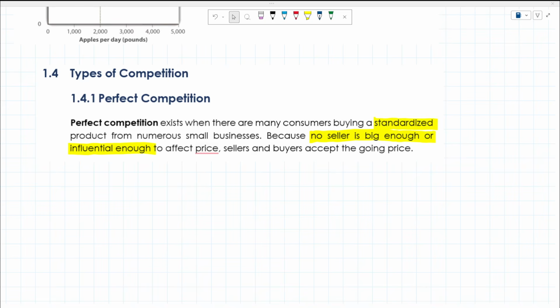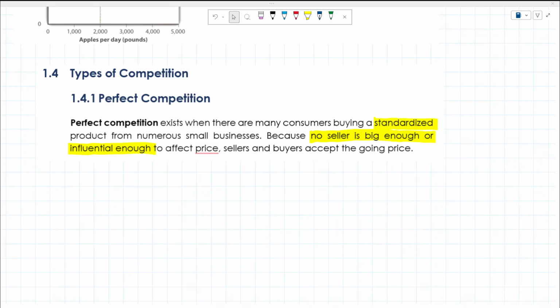But of course, it's an entirely different discussion if these farmers do not directly sell their products to the market when there's a middleman. We'll be talking about that later on. So let's go to the second one, the first being perfect competition.